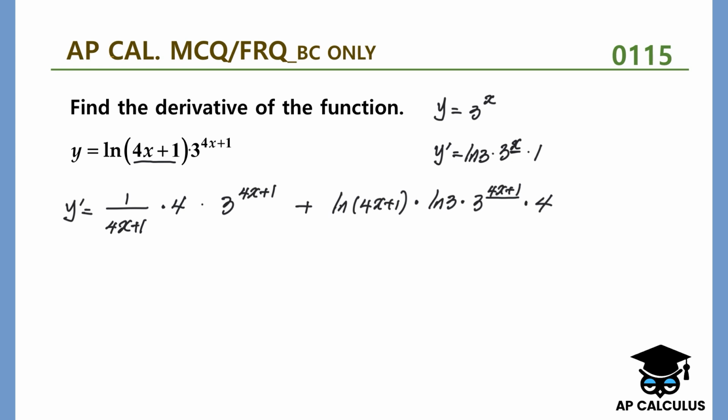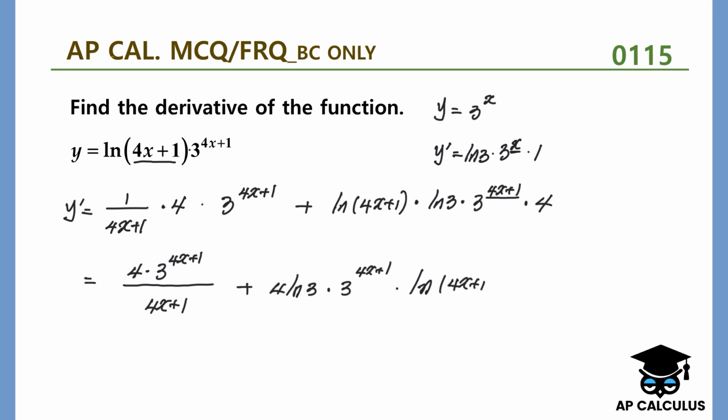Does that make sense? So if we simplify this, that's going to be just equal to 4 over 4x plus 1 times 3 to the 4x plus 1, plus 4 natural log 3 times 3 to the 4x plus 1 times natural log 4x plus 1, right?